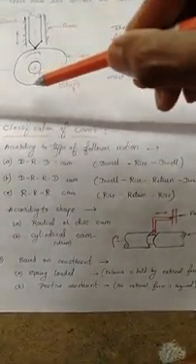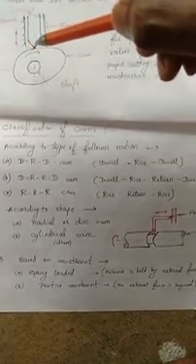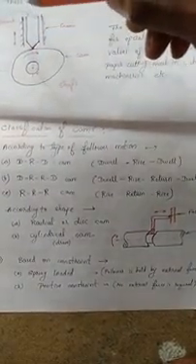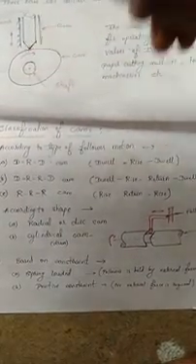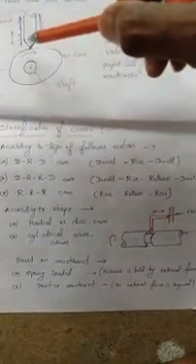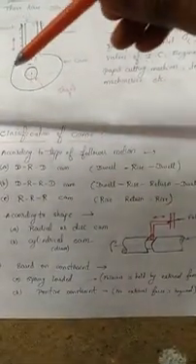The second one, DRRD, means dwell, rise, return, and dwell. First it will not move up and down, then it will be lifted for some angle of rotation, then it will return, and it will not move for the next angle of rotation. So dwell, rise, return, dwell.